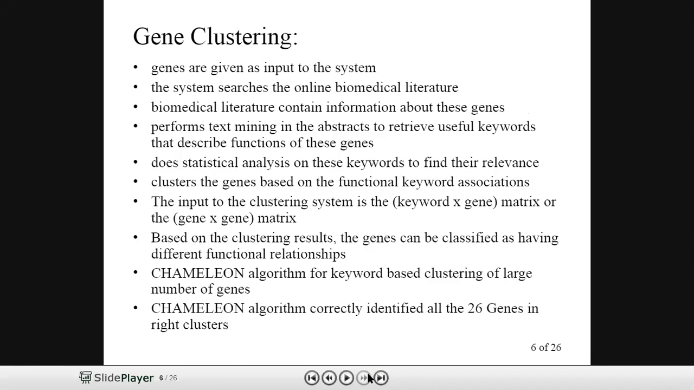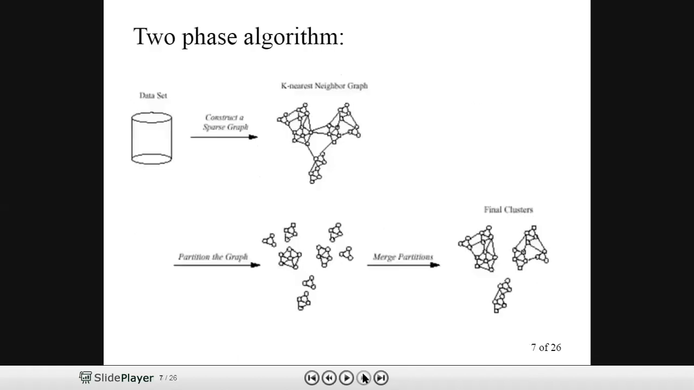This chameleon algorithm was used for keyword-based clustering on a large number of genes, and the chameleon algorithm correctly identified all the 26 genes in the right clusters. It is basically used in biomaterial literature.